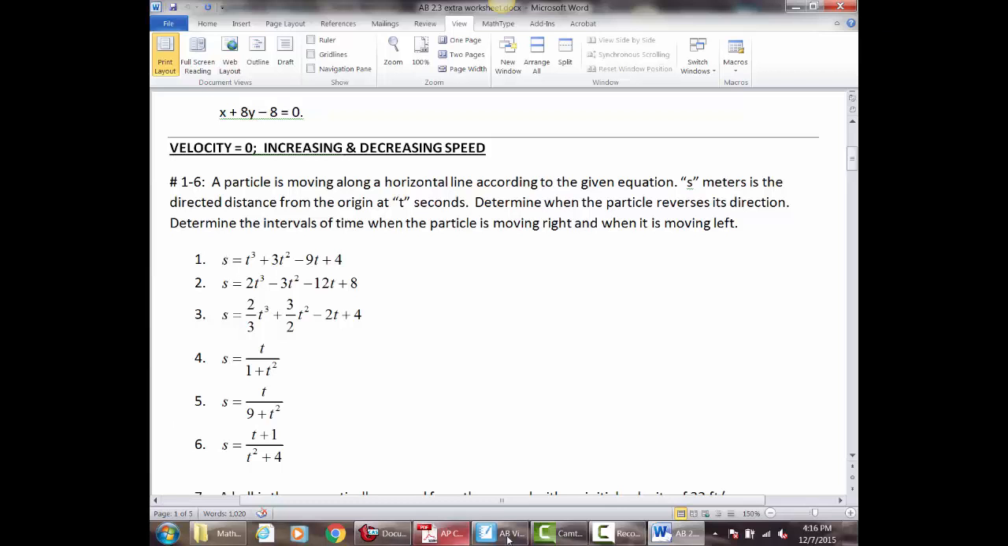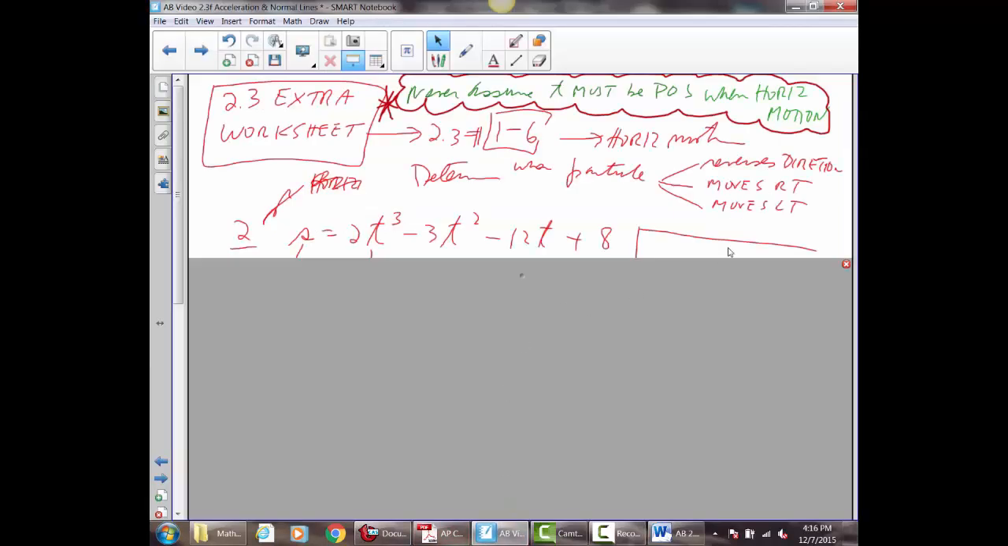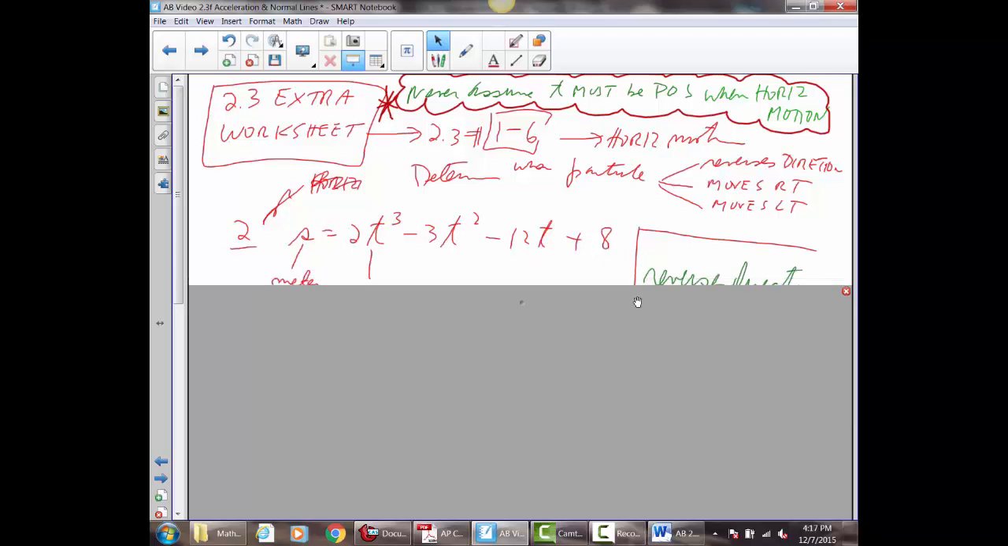So when does it reverse direction, when is it moving right, when is it moving left? And you do have to be careful here. Don't assume that t has to be positive with horizontal motion. Let them tell you that if that's the case. Okay, so here's our position function.